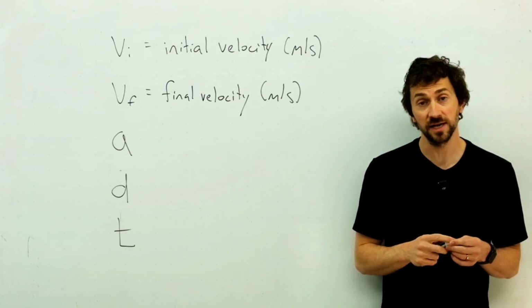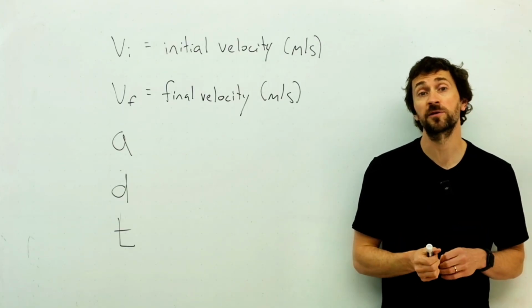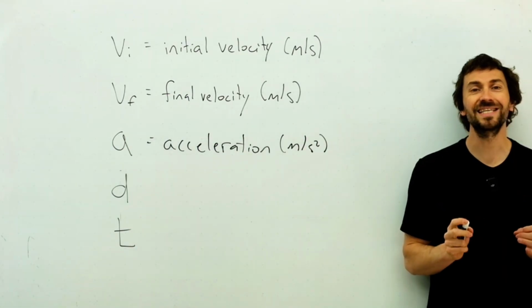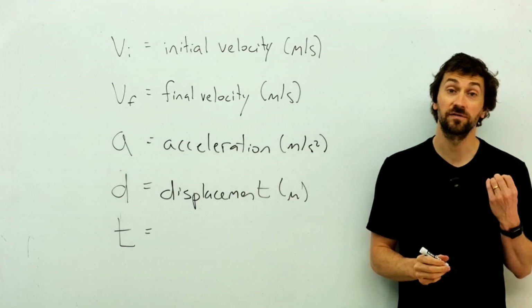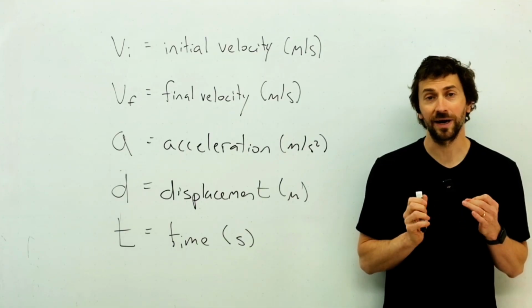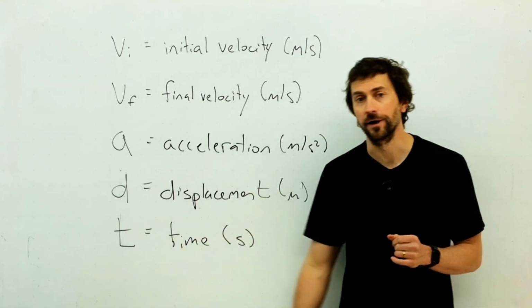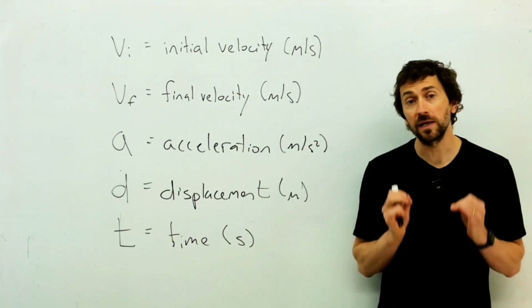A stands for acceleration. That has the units meters per second squared. D stands for displacement. That's in meters. And T stands for time. Often we like to write T with a little foot on there to distinguish it from a plus sign.